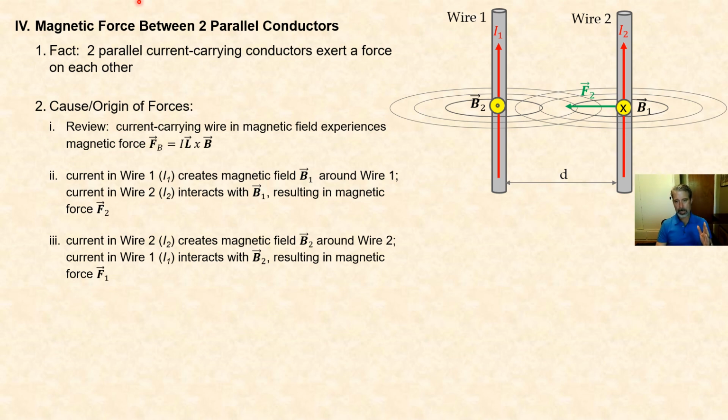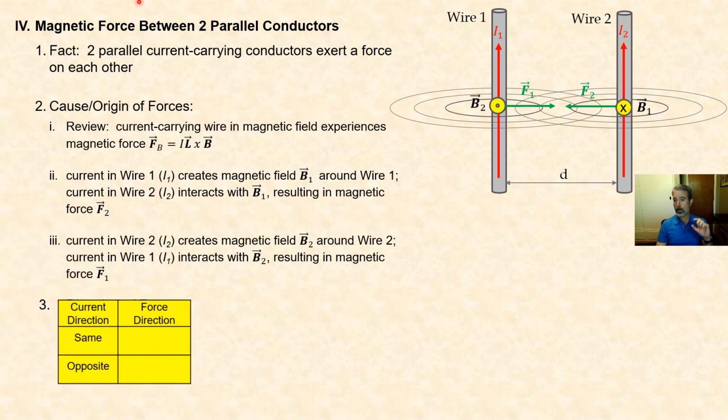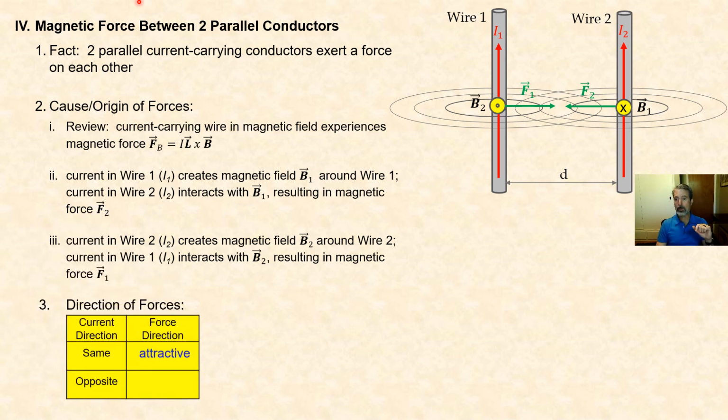So wire 1, a current carrying wire in a magnetic field, it too will experience this deflection force given by the cross product IL cross B. And you should see when you apply the right-hand rule there that it gives you a force vector that is pointing towards the other wire. So bottom line here, when we talk about the direction of these forces, we see that when the currents are in the same direction, the force on each of these wires we can classify as an attractive force.